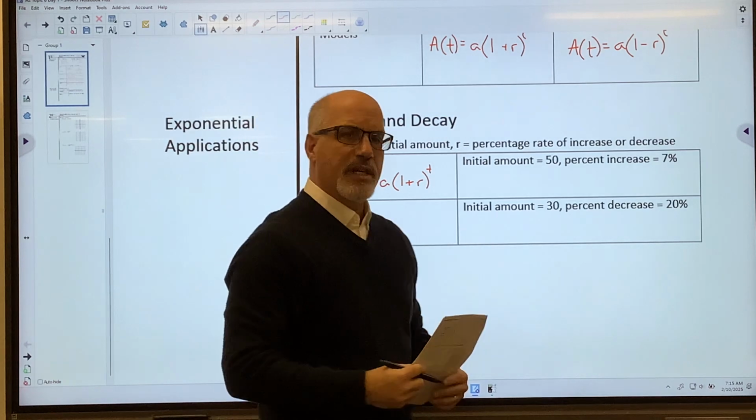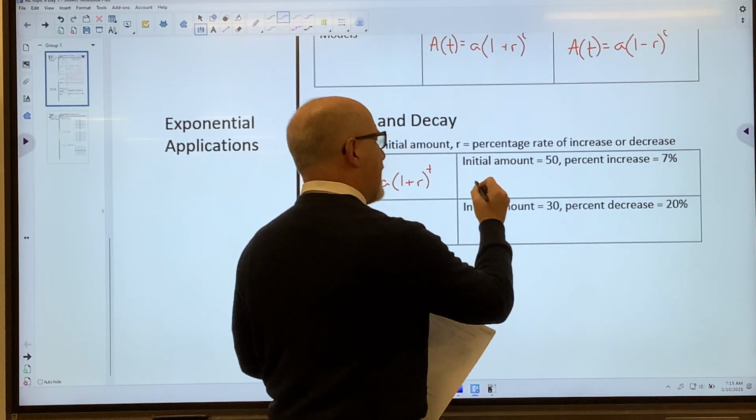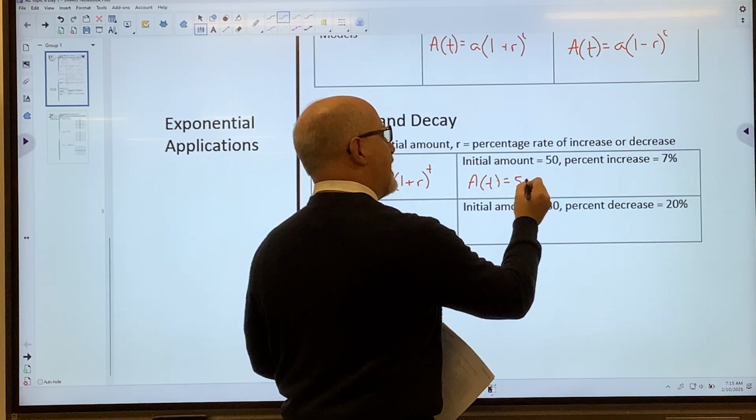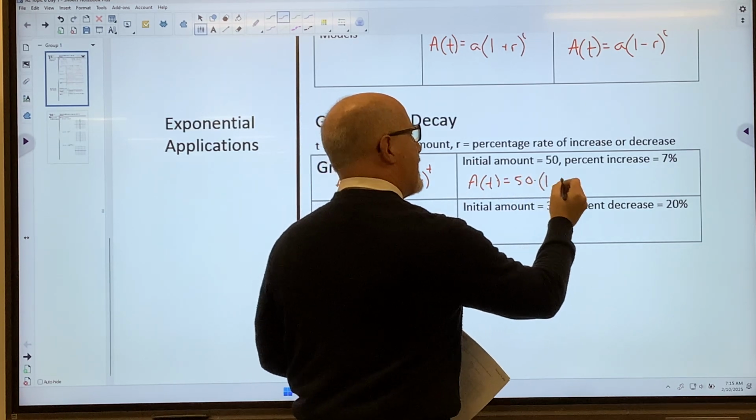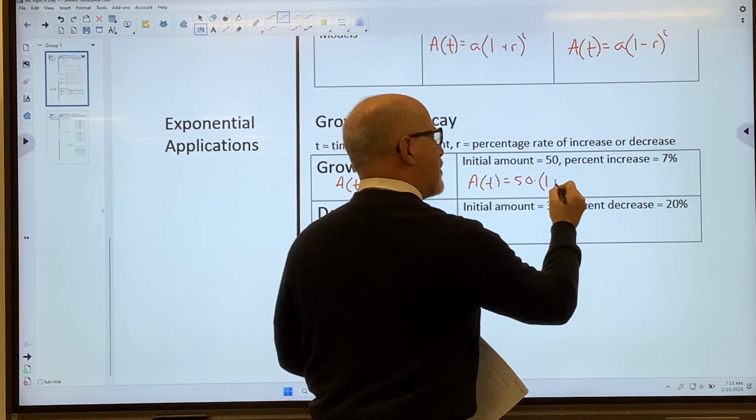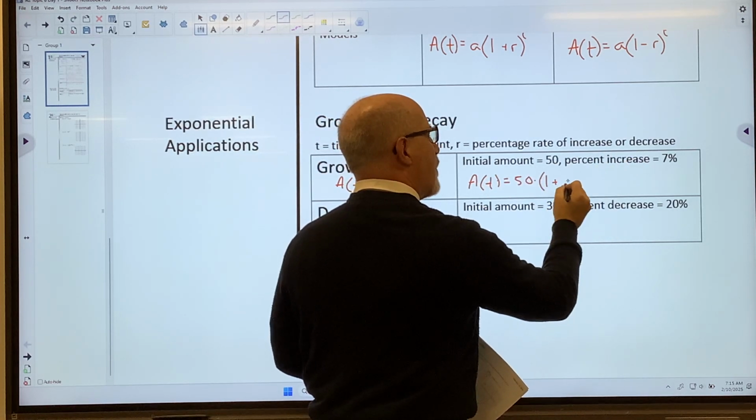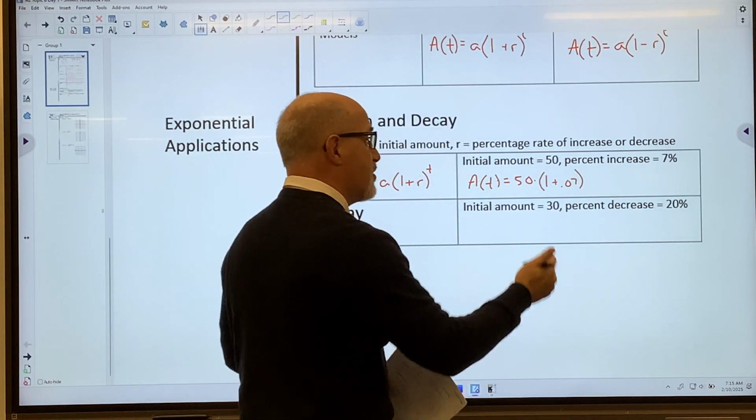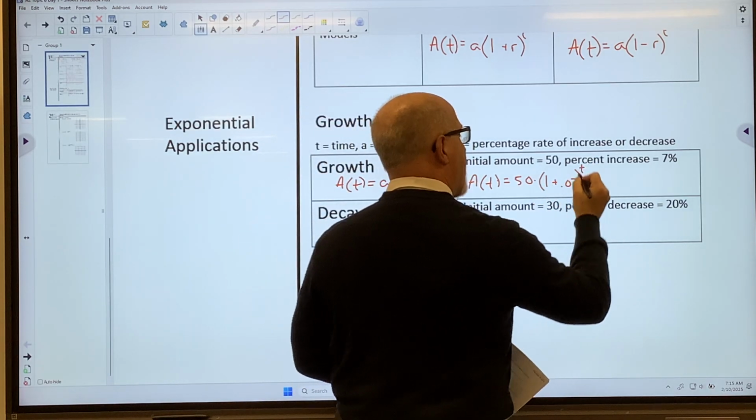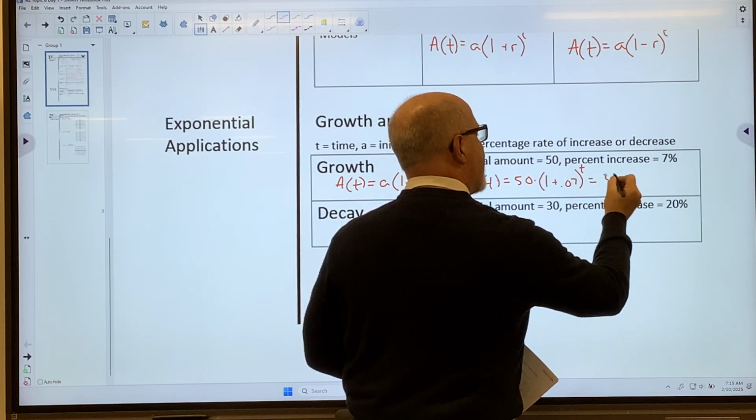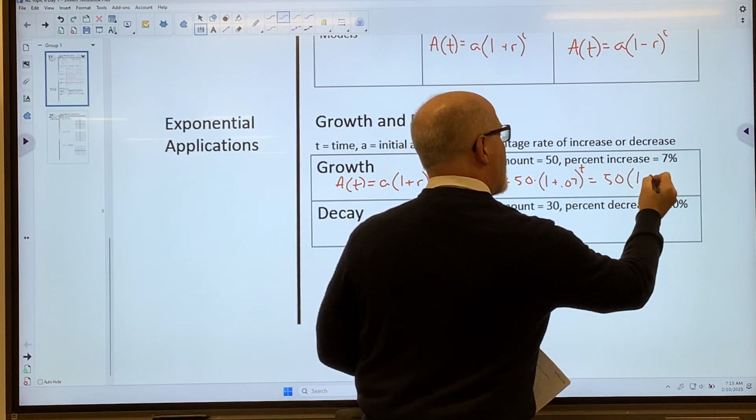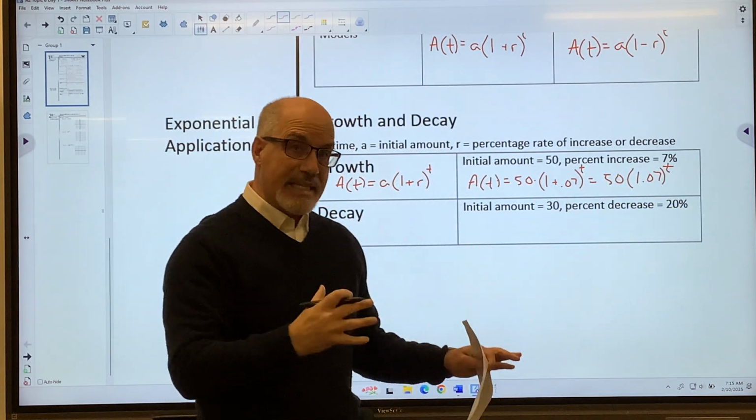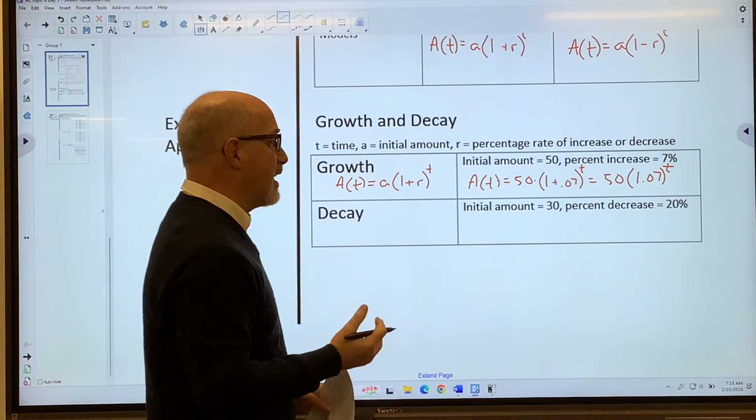As an example here, if I were to do this problem, I'd have A of t would equal the initial amount 50 times 1 plus the rate. Now make sure you don't put 7, you put 0.07 because you've got to turn it into a number without the percentage on it, and that's to the t power. And let's just rewrite that then, 50 times 1.07 to the t power. So you see this base is greater than 1, so it's going to make it increase.